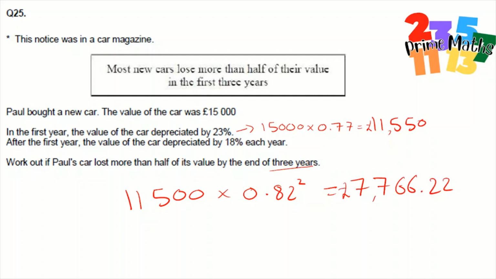The question wants us to know whether he lost more than half of the value of his car by the end of the 3 years. Half of the value of the car is 15,000 divided by 2, which is 7,500. So no, he did not lose more than half of the value by the end of the 3 years.